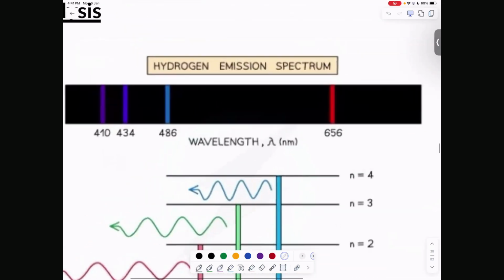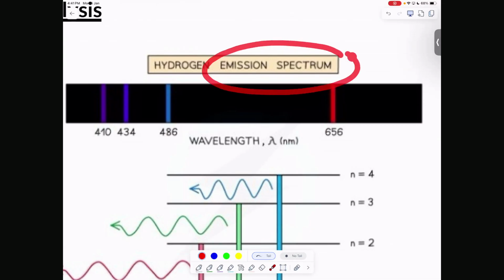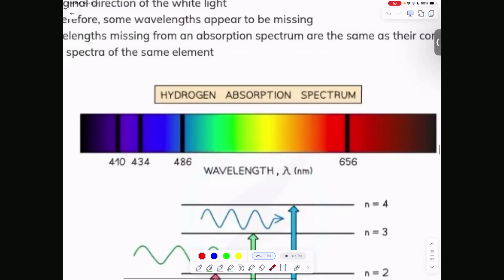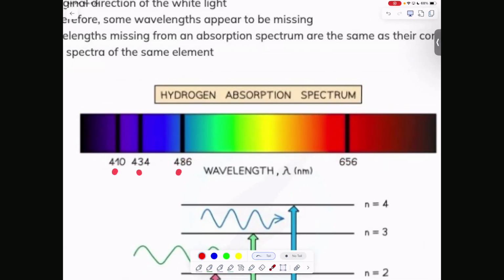Look at this. This is the emission spectrum for hydrogen. So it's only producing 410, 434, 486, 656 nanometres, the colors produced for it. This is the what spectrum? Emission spectrum. If I go to the absorption spectrum, you'll find that all the colors are available except for what? Those 4 colors are missing. Why are those 4 colors missing? Because the hydrogen took those out for you.